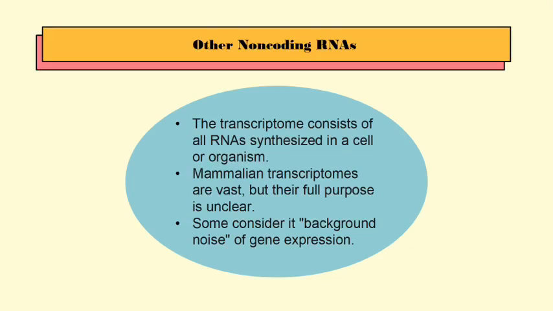So meaning to say, the DNA of a cell or organism constitutes its genome, and the proteins it produces constitute its proteome. The RNAs that are synthesized by a cell or organism constitute its transcriptome. Why is the transcription in the mammalian cell so large? In other words, why does a cell transcribe all of these various types of DNA sequences? We do not know the answer to this basic question.